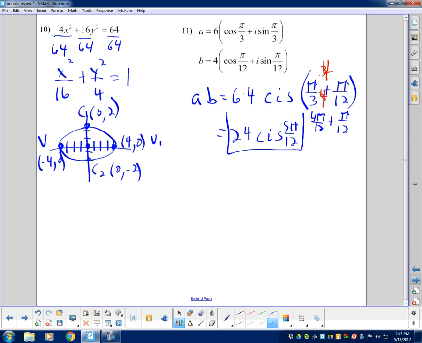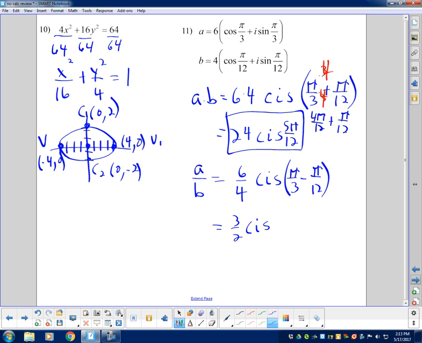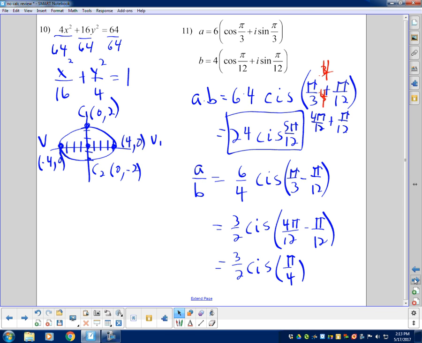So box our answer here. That's the product of the two. Let's go ahead and find quotient of the two. So A divided by B will be 6 over 4 cis pi over 3 minus pi over 12. Once again, that was 3 halves cis. This was 4 pi over 12 minus pi over 12, which is 3 pi over 12, also known as pi over 4. And we'll leave it in that form. It says leave it in polar form.